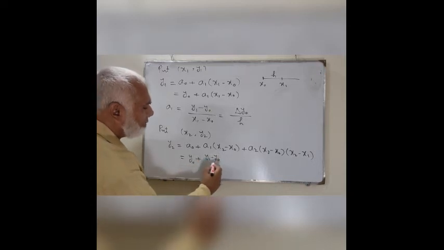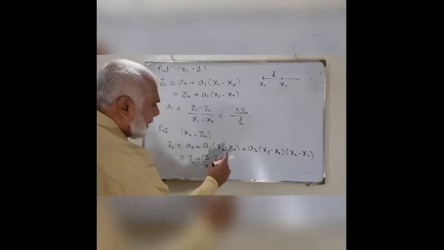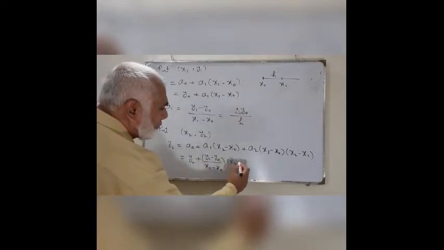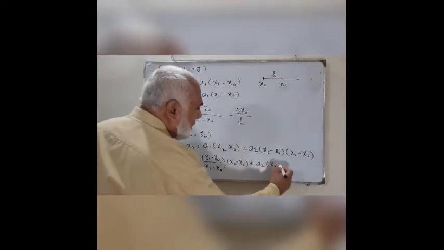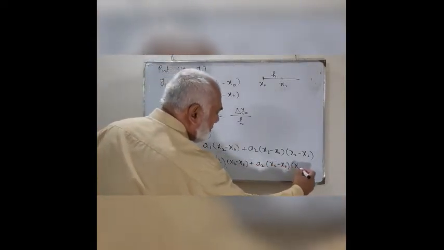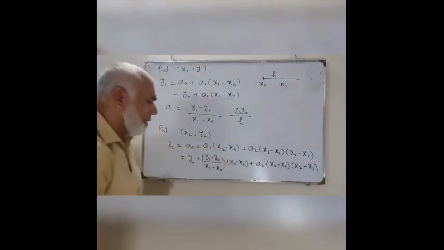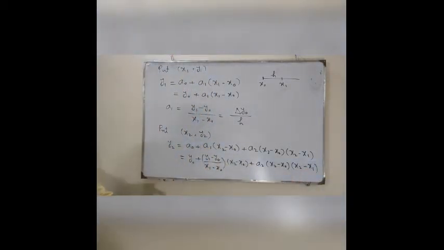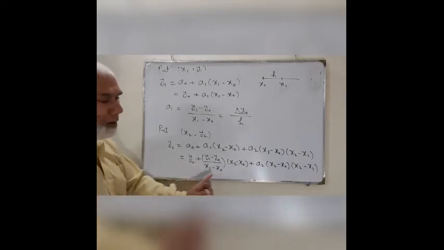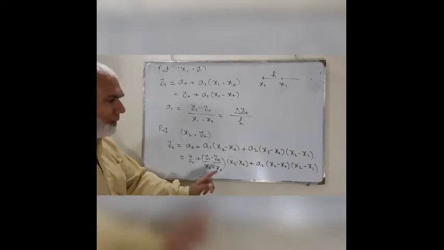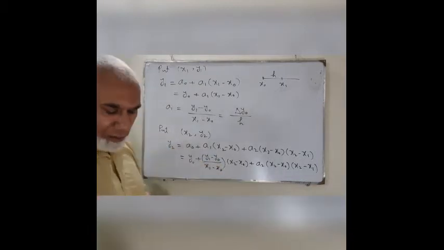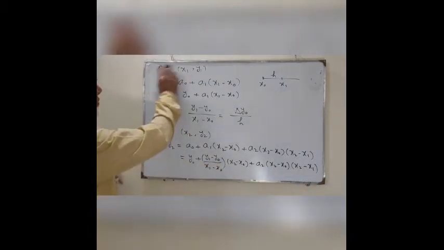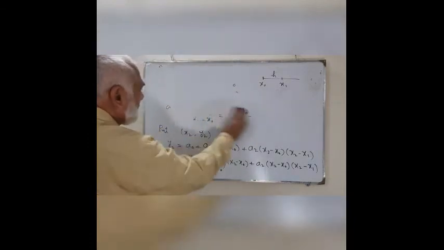y1 minus y0 over x1 minus x0, and along with this there is another term x2 minus x0, plus a2 times (x2 minus x0)(x2 minus x1). So now you can see we have a bit lengthier polynomial and a bit more complicated formation here, and the task is to separate a2. So here we are now going to separate it.